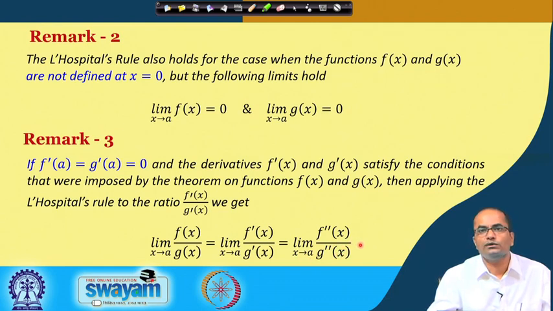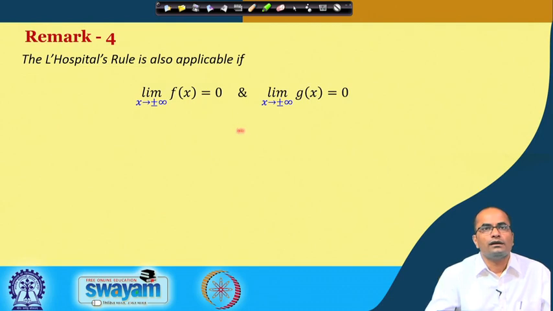Or we can continue this further if, for example, the double derivative of f also vanishes at x is equal to a, and the double derivative of g also vanishes at x is equal to a. So, we can further apply this L'Hopital rule to get the limit of the double derivative of f divided by the double derivative of g. So, L'Hopital rule is also applicable.